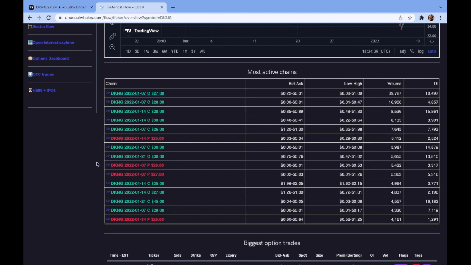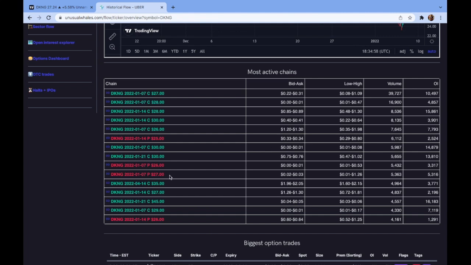But the first place I always start is with the flow. I want to see where people are hitting these contracts, where the good volume is that gives us enough liquidity to get in and out of these contracts, and then pair that with the TA side in order to select what contract I'm going to play.